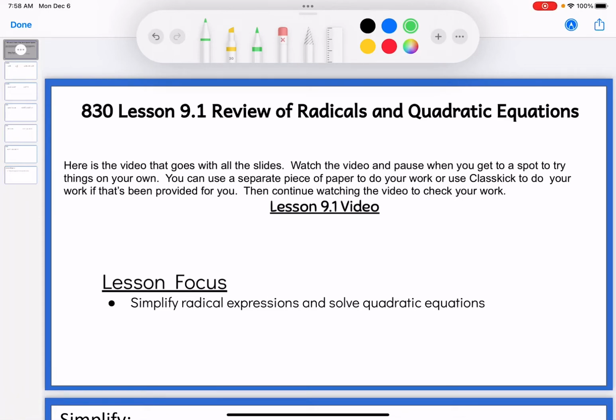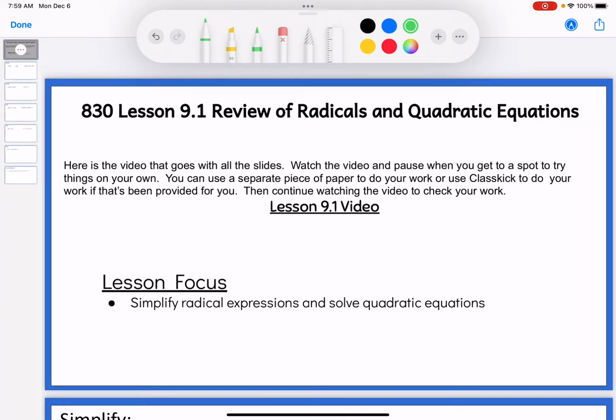So we start our journey in chapter 9. We are going to do a lot of pretty cool things with triangles in chapter 9. But before we can get into a lot of that stuff, we have to do some review of some essential algebra skills. So 9.1 is 100% review.